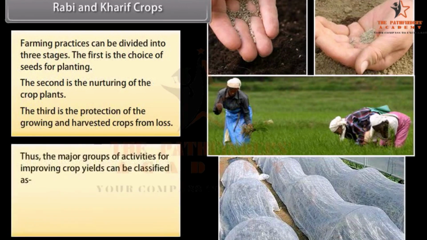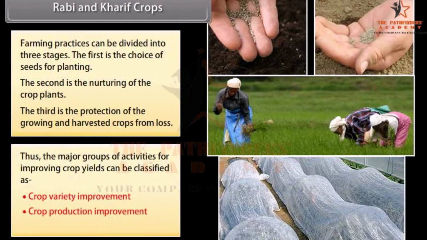Thus, the major groups of activities for improving crop yields can be classified as crop variety improvement, crop production improvement, crop protection management.